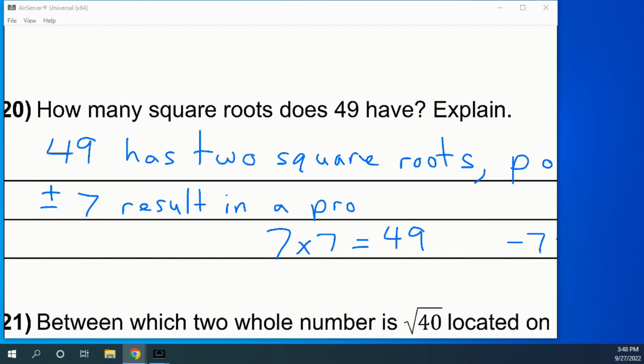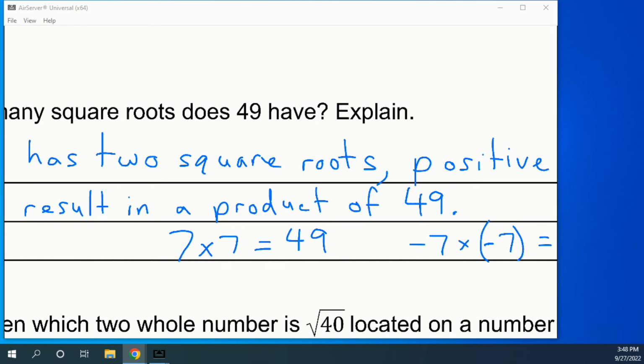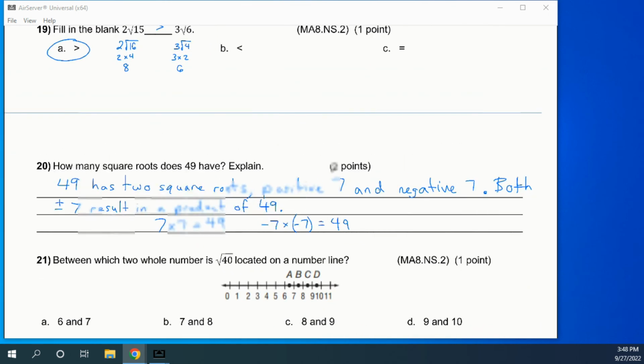Product is the answer to a multiplication problem of 49. And that is the definition of a square root. Which two numbers can you multiply together to get a product of something? So in this case, that'll work. 49 has two square roots, positive 7 and negative 7. Both positive and negative 7 result in a product of 49. That works, and we can prove that with the math. So now my explanation follows that math that I showed.